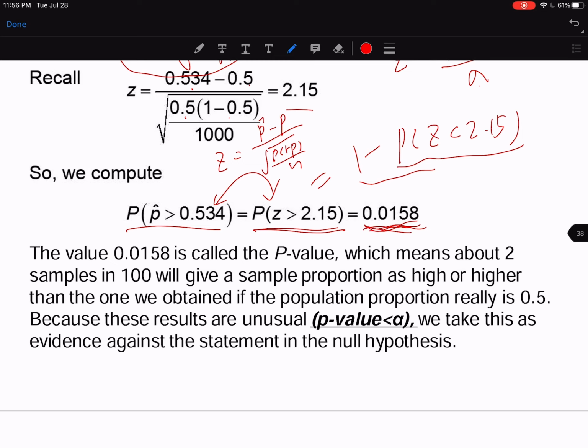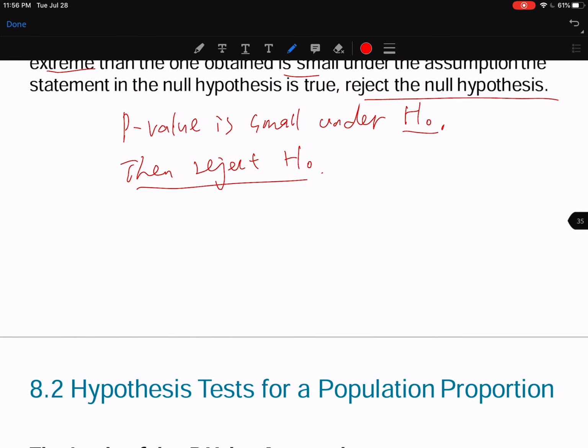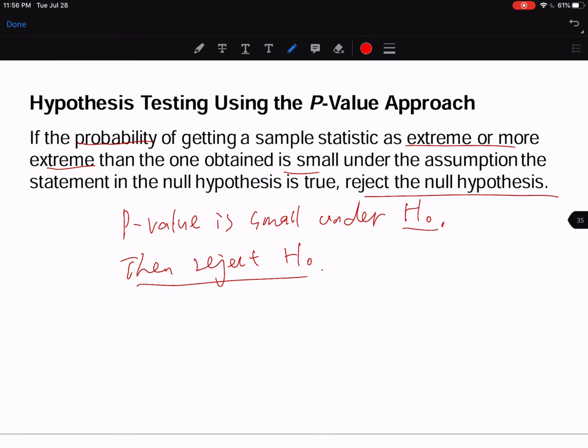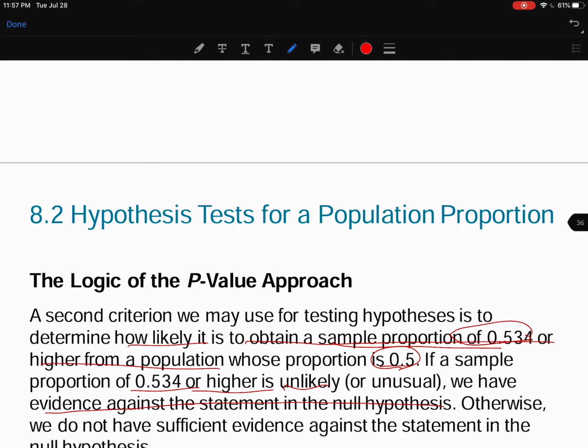Now, once we have the p-value, as I just mentioned here, if the p-value is small enough under the null hypothesis, we're going to reject the null hypothesis. But how small is small enough? Let's take a look at it.